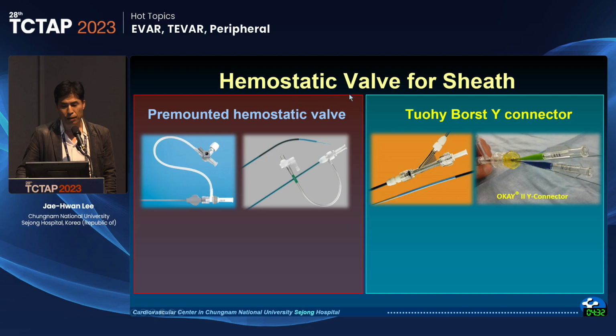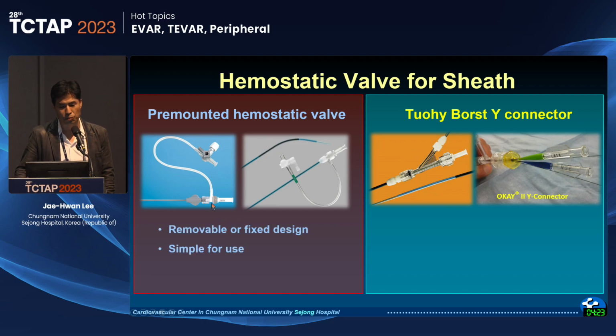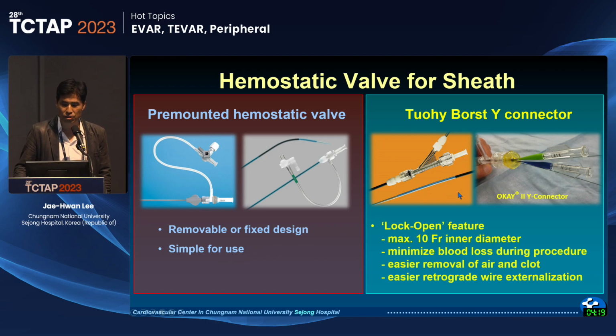For the hemostatic valve for sheath, there are 2 types: a pre-mounted hemostatic valve system or a Tuohy-Borst type Y connector. This is a removable or fixed design. This is simple for use, but I frequently use the Tuohy-Borst Y connector. Lock-off feature system is a maximal 10 French in diameter.